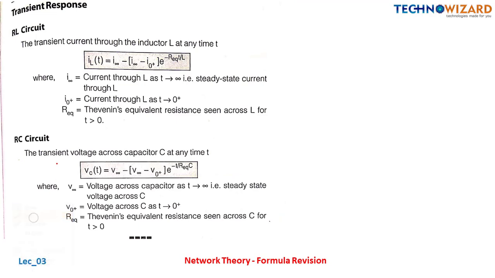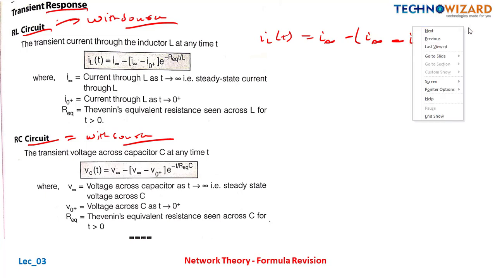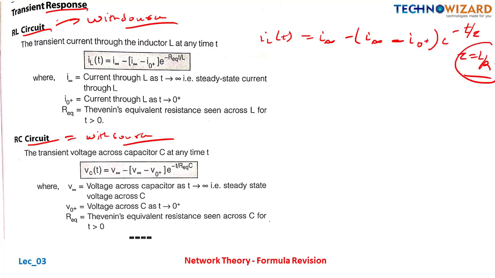Now transient response formulas for RL circuit and RC circuit. These are for an RL circuit with source. They are saying there is a source connected in the circuit, with source, remember. So here IL of t will be equal to I infinity minus (I infinity minus I of 0 plus) e to the power minus t by tau, where tau is equal to L upon R for the RL circuit. Tau is the time constant.